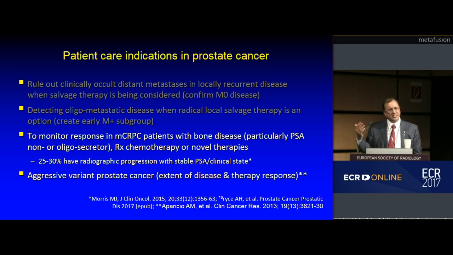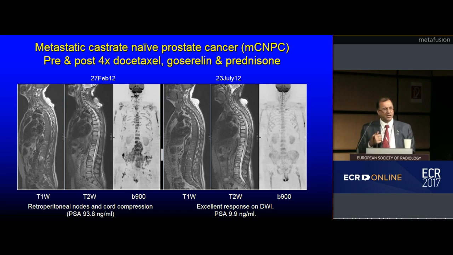So here's a patient with metastatic disease who is getting better on diffusion imaging. This patient has prostate cancer, and you can see this is before and after 4 cycles of docetaxel treatment. Now, many of you will say, why do I need to do diffusion? I can just look at morphology.